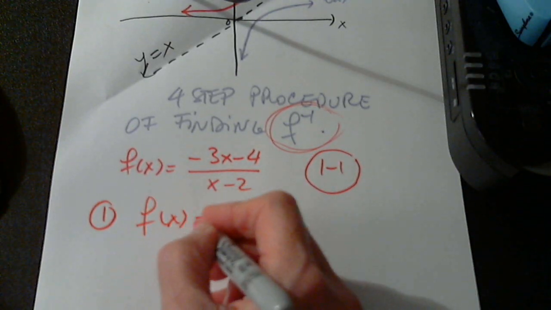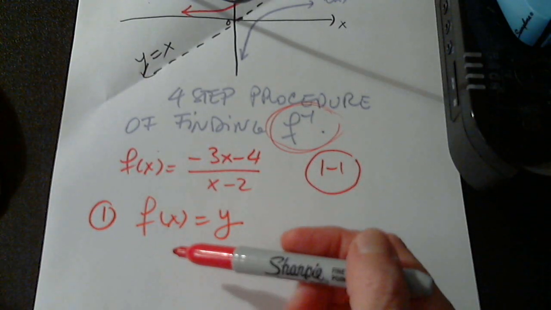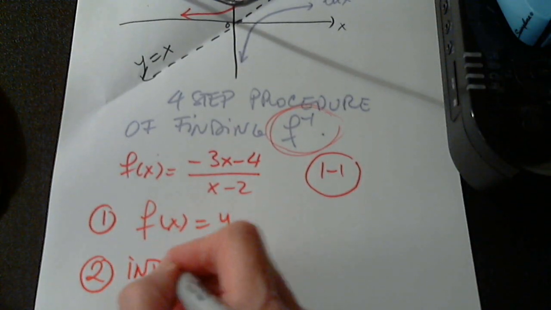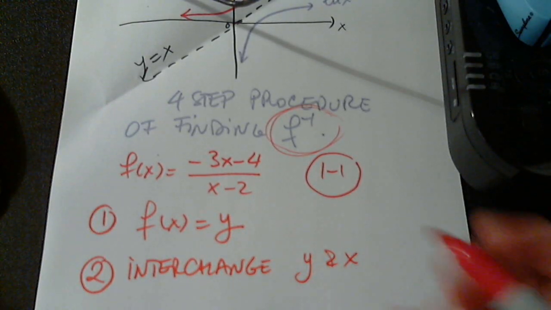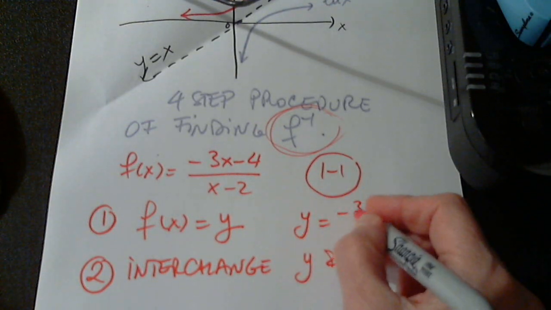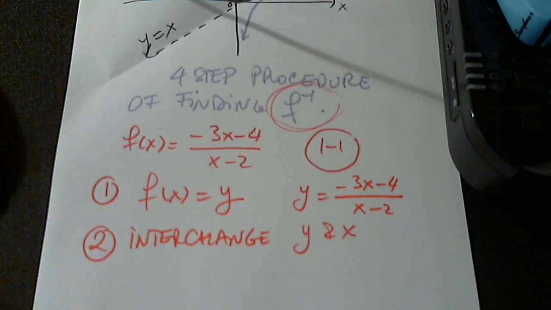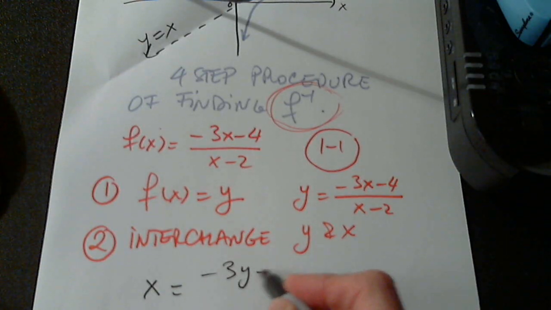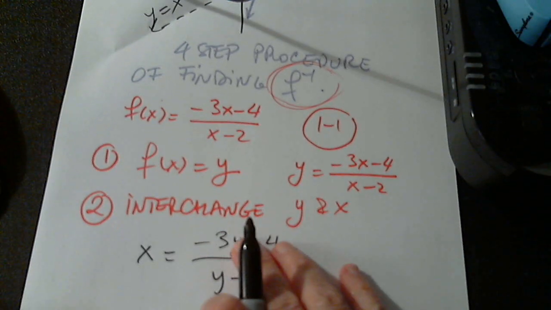Replace f of x by y. Is that possible? Yeah, they are always the same. f of x and y are the same. Number 2, interchange y and x. So the first step was y equals (-3x - 4)/(x - 2). In step 2, I interchange them: x equals (-3y - 4)/(y - 2). In step 3, solve for y.